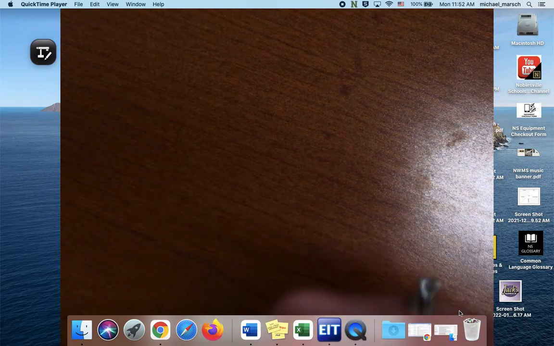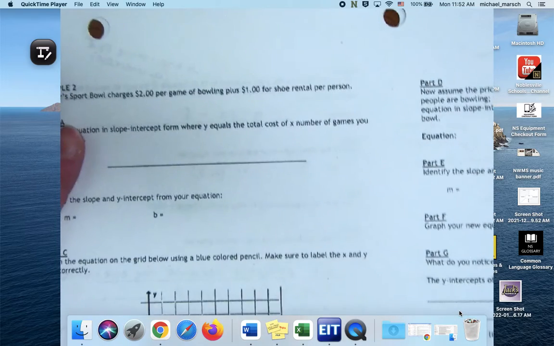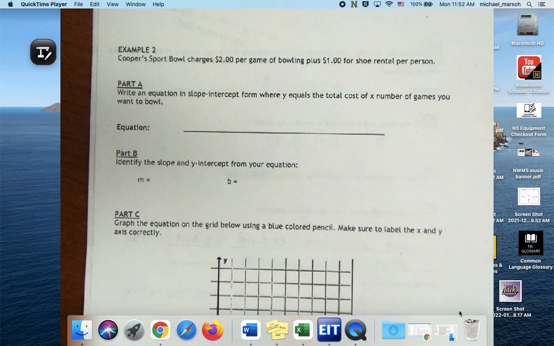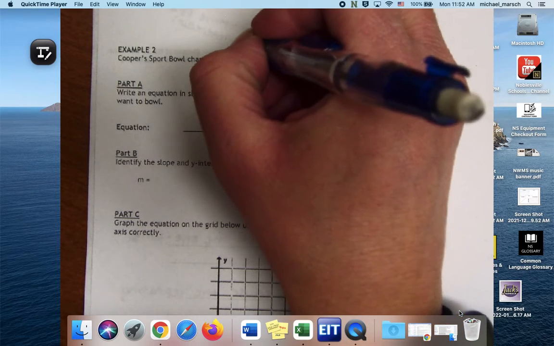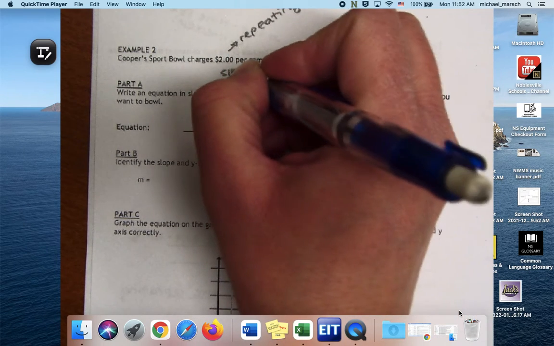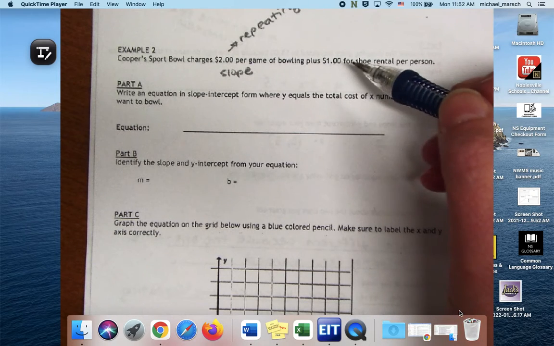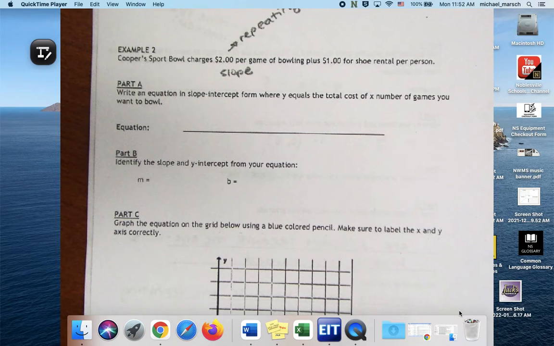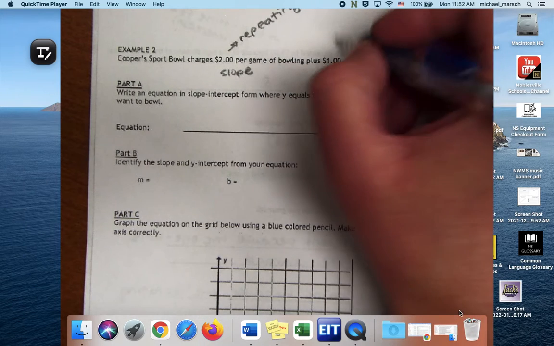Okay, turn the page. Now we have a bowling scenario, right? $2 per game plus $1 for shoe rental per person. What is my repeating fee? $2 per game. And then you only pay for your shoe rental once, right? You don't have to go up in between games and repay for that. This is our one-time fee.